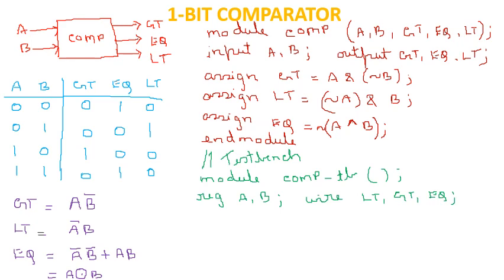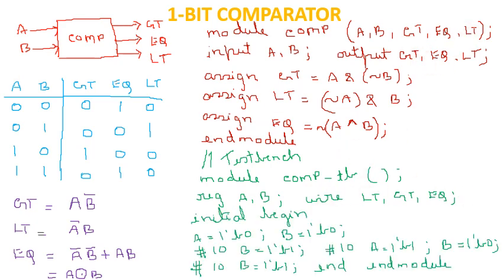So I have defined the test bench module here, COMP underscore TB. The two inputs I have declared as register and the three outputs I have declared as wire. So stimulus I have given in the initial block. Now note here there is a slight difference from what I have written earlier. So here initially A and B I will take as 0 0 to begin with. Okay, and then after 10 time units I will make A and B as 0 1.